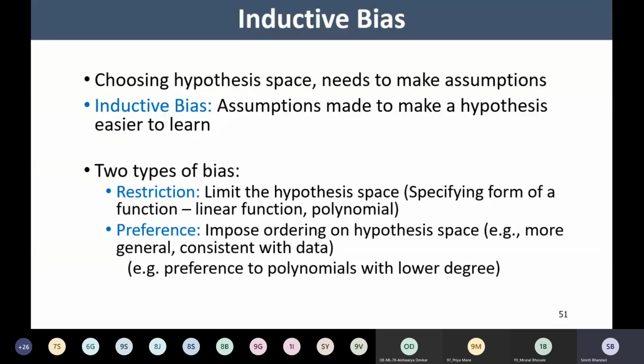Under restriction bias, we specify the form of the function that we would like to use to limit our hypothesis space. And in preference bias, we put a condition, we put an assumption like what kinds of functions we are going to prefer out of whatever is the hypothesis space that is defined, right? We have seen the examples as well for these kinds of biases.